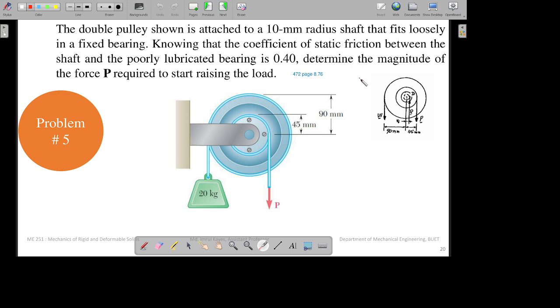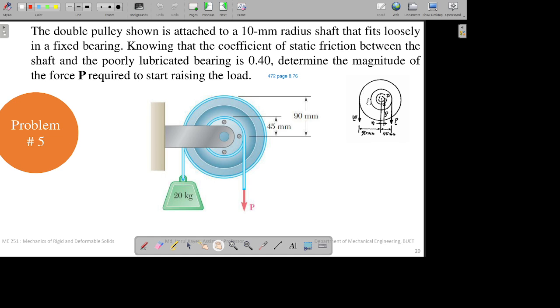So how the FBD, free body diagram, will look like, I have already drawn it for you. The free body diagram will look like this. Over here you can see the FBD, free body diagram, of this pulley will look like this.